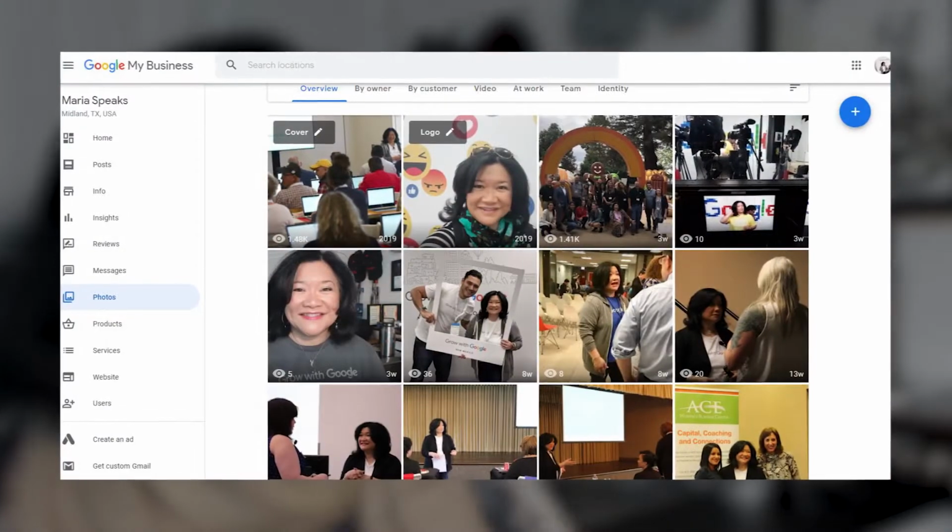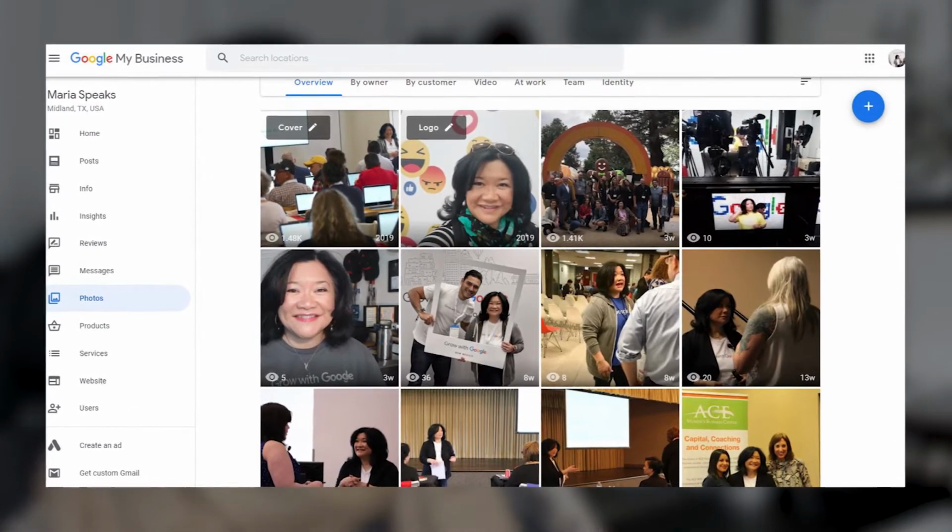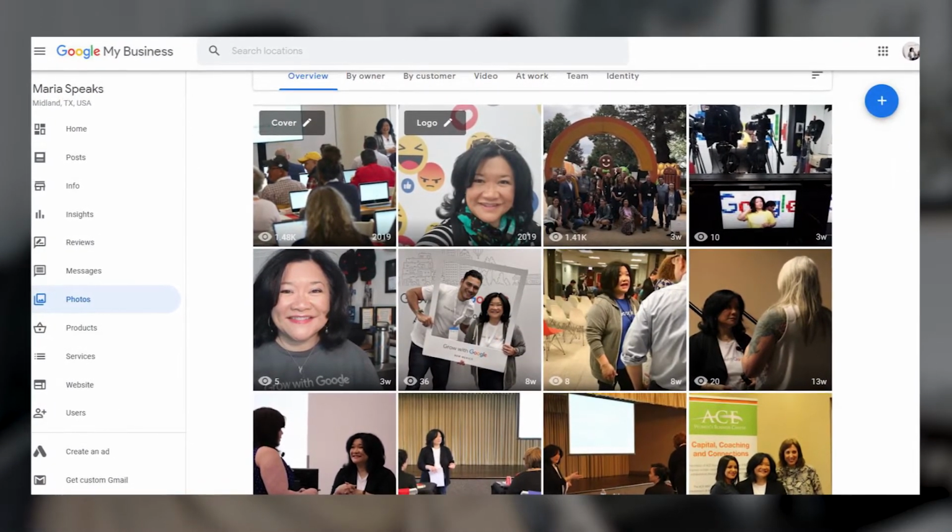Now for photos, we talked about photos already, but do know it depends on your category that you choose, your primary category, what shows up at the very top of your Google My Business dashboard for photos. So it could be by owner. I'll show you my layout real quick. By owner, by customer, whether or not you had a video, it's at work, your team, or your identity. So you can have those showcased. But let's say you're very product based, then it could be a little bit different.